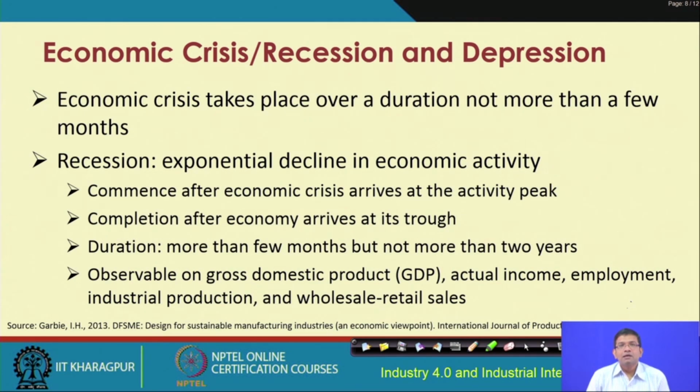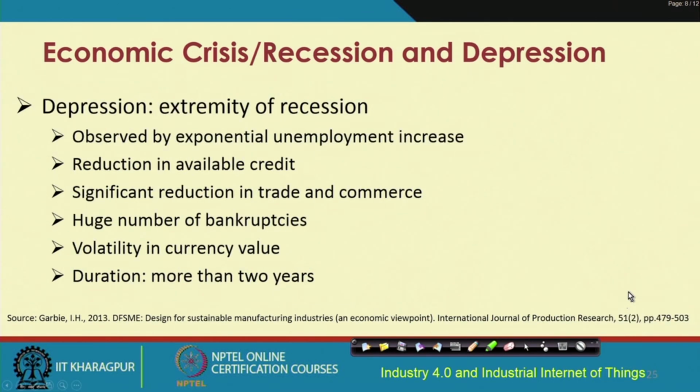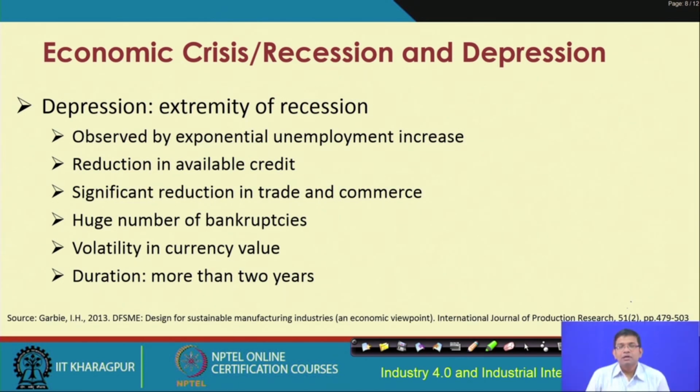When economic activities increase again, there will be a commencement of the rise of the economy overall. So, from the recession, there will be some kind of acceleration in terms of growth. Depression is the extremity of recession, which is observed by exponential unemployment increase, reduction in available credit, significant reduction in trade and commerce, and a huge number of bankruptcies might also consequently happen, and there is volatility in currency value. The duration is more than 2 years, and this is the extreme case of recession.